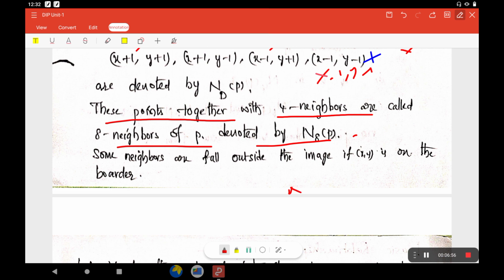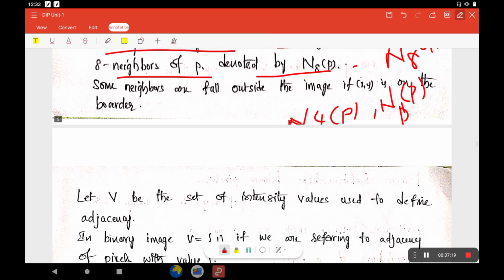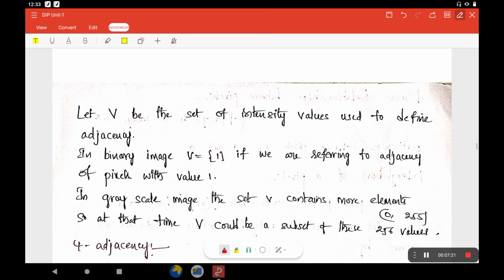Generally the 4 neighbors can be represented as n4 of P. At the same time, the diagonal points are nd of P, the 4 diagonals of P, and the 8 neighbors of P are n8 of P. That is the representation of how we define the 4 neighbors of P, the diagonal elements, as well as the 8 neighbors of P.